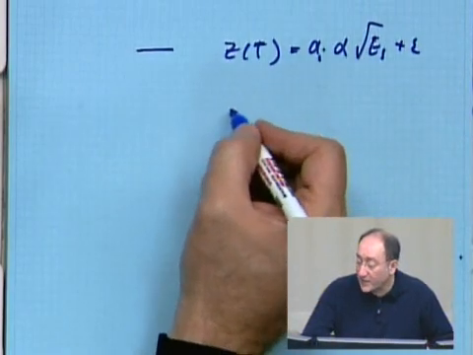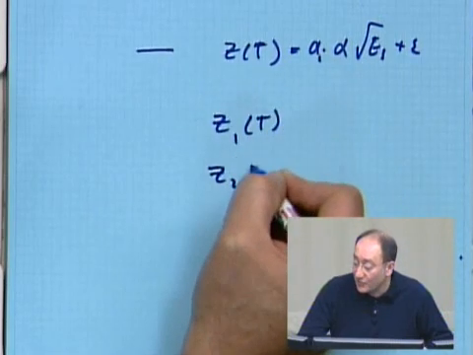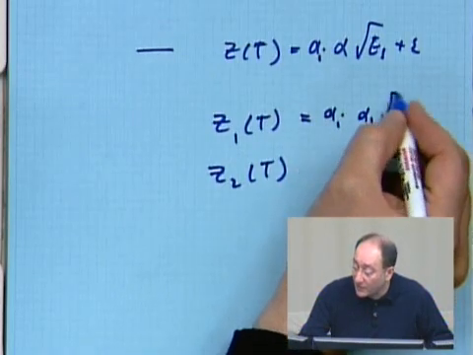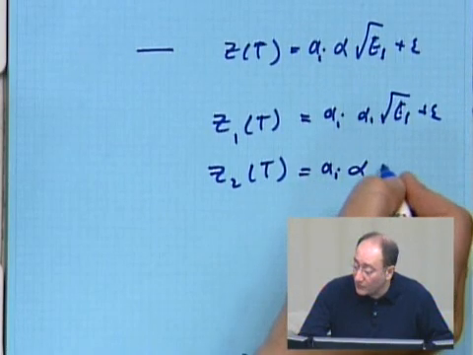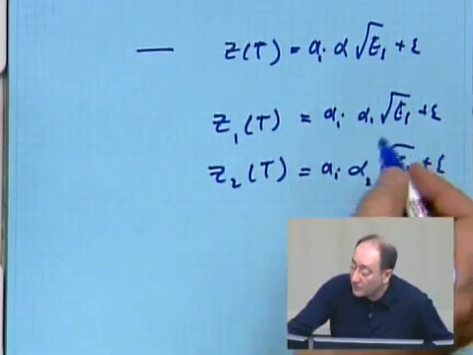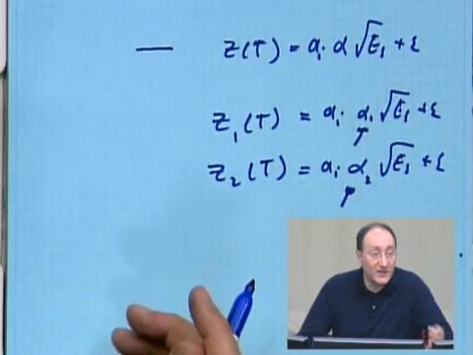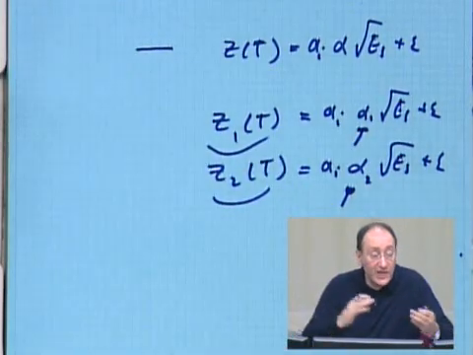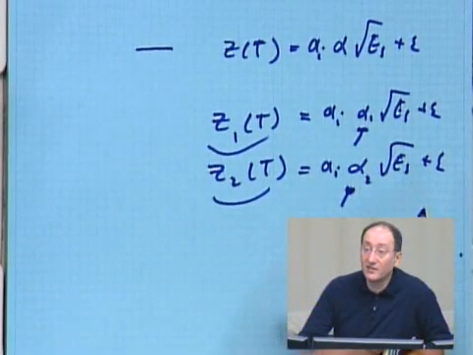Now I have my received signal. If I have diversity, for example, I have Z1 of t and Z2 of t. They are the same thing, AI times alpha 1, square root of Es plus epsilon. This one is AI times alpha 2, square root of Es plus epsilon. I have two samples. The difference between these two samples is that these are two random variables, two samples of a random variable. So the numbers in here and here are random variables, but they're two samples of a random variable. And they can be correlated, they can be uncorrelated.